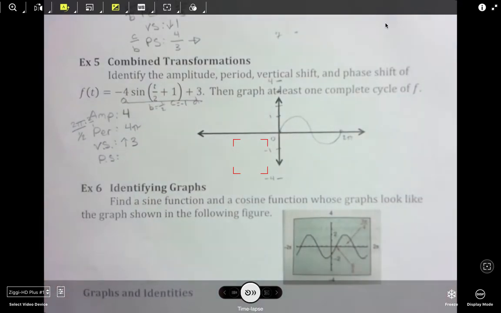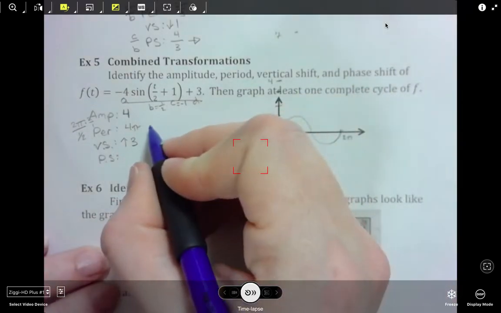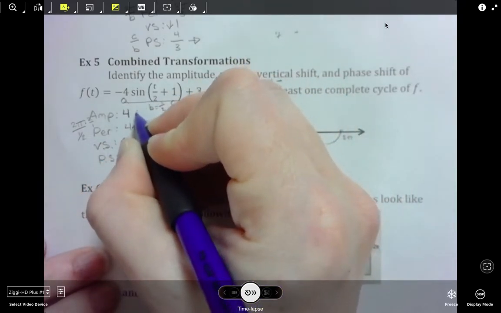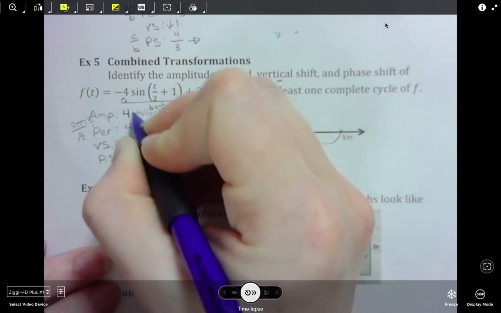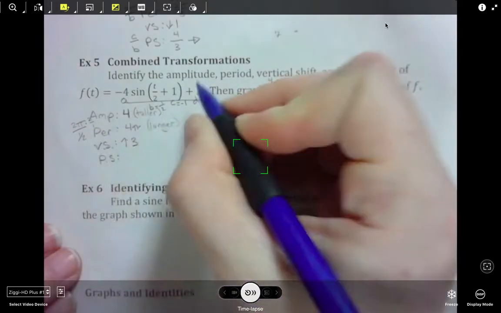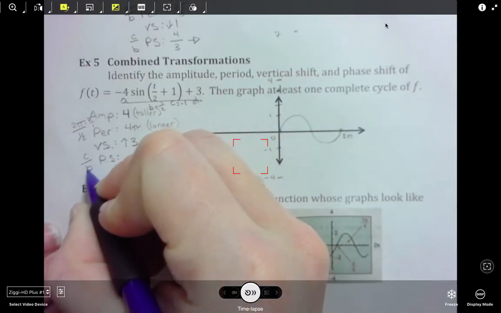He's going to be longer. I'm going to put longer here. And this guy is going to be taller. So the 4 tells me he's going to be taller, and the 4 pi tells me he's going to be longer. Okay, the last one is my phase shift, and that's c over b.